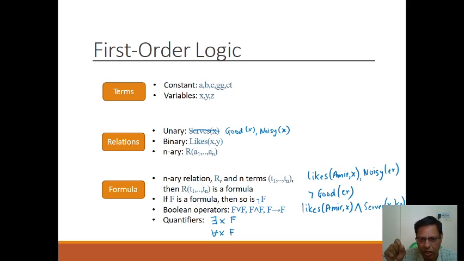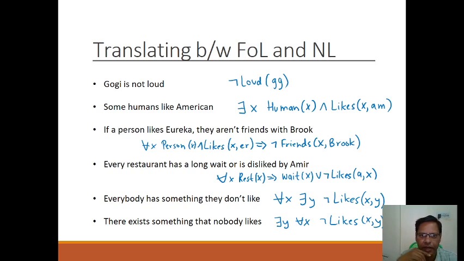And, or, not can also be used in the formula, along with quantifiers: for all, for everyone, for each and every one. See here the translation between first order logic and natural language. For example, Gogi is not loud; the logical representation is not loud(Gogi).